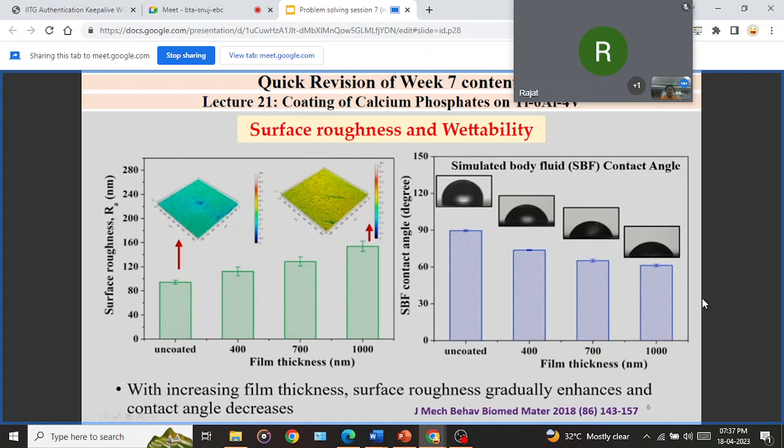So again, if we want to compare the surface roughness and wettability with film thickness, as the film thickness increases, you can see the surface roughness also increases. Whereas in the case of the contact angle, as the film thickness increases, the contact angle decreases. So it becomes more hydrophilic in nature, right?